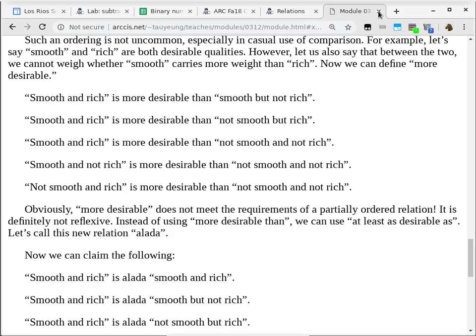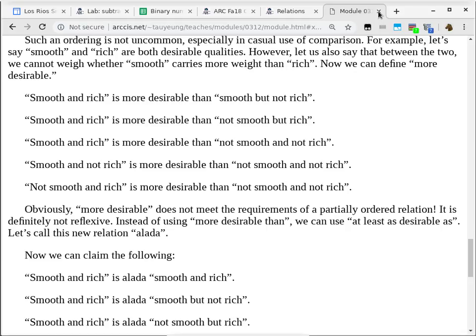Okay, so what I'm going to do here is, I'll define a relation called is more desirable than. So we know that smooth and rich is more desirable than smooth but not rich. Smooth and rich is more desirable than not smooth but rich, and so on. It makes common sense based on the commercial. Okay. So obviously, more desirable does not meet the requirement of partially ordered relation because it's not reflexive.